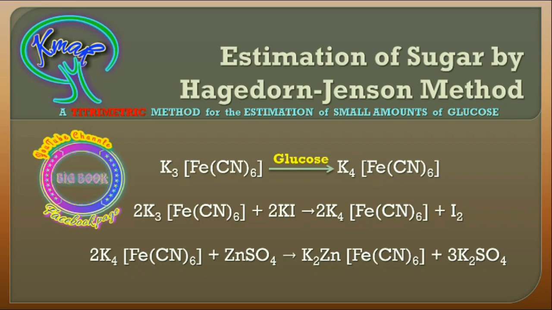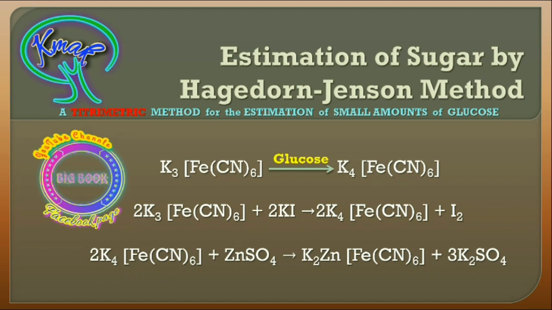Today we are going to discuss this lab practical, estimation of sugar by the Hagedorn Jensen method. It's a titrimetric method of estimation of small amounts of glucose. It's a kind of quantitative method of estimation. In the follow-up slides, we are going to discuss the principle, reagents required, the procedure, the results, and the table and the graph.